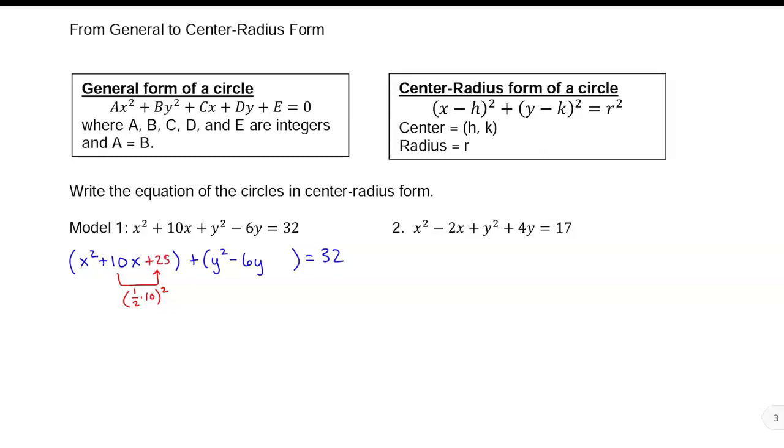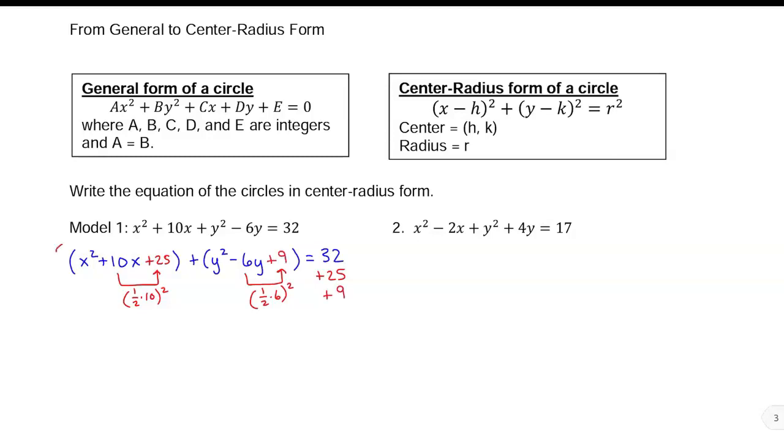Now that we added 25 to the left side of the equation, we need to add 25 to the right side of the equation. Now take half of 6 and square it. Half of 6 is 3, and 3 squared is 9. So add 9 to both sides.